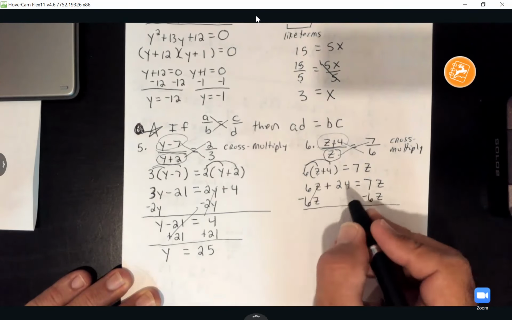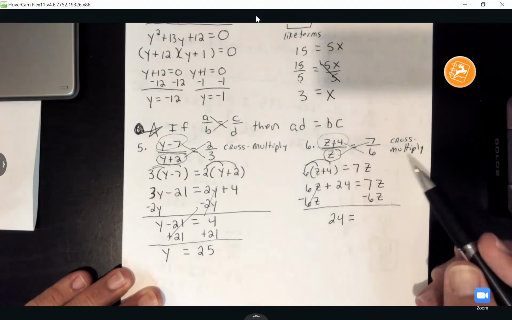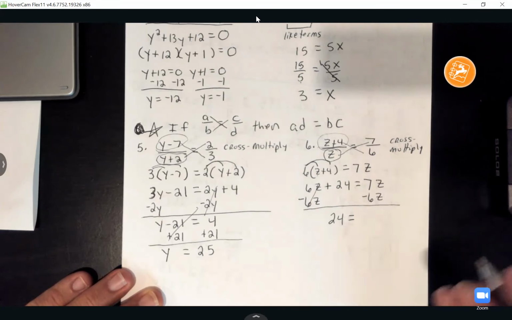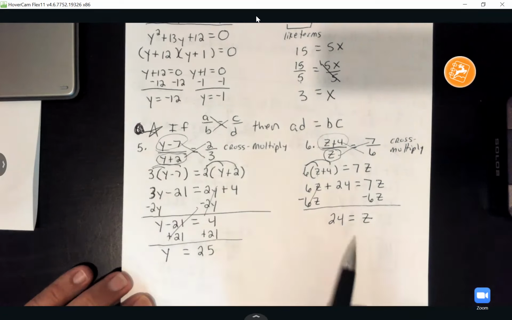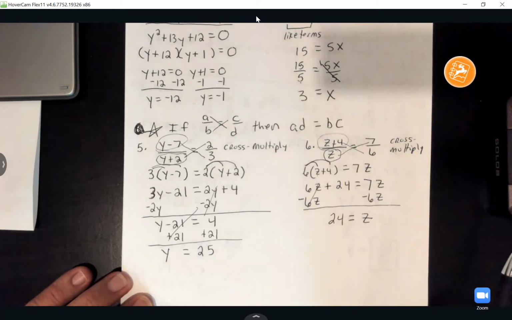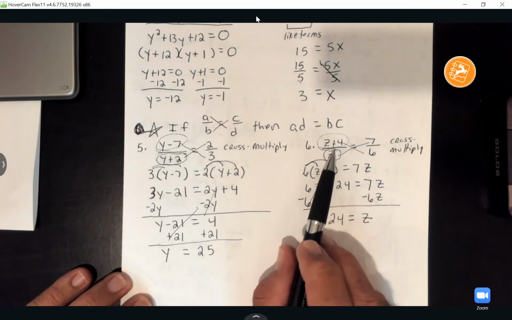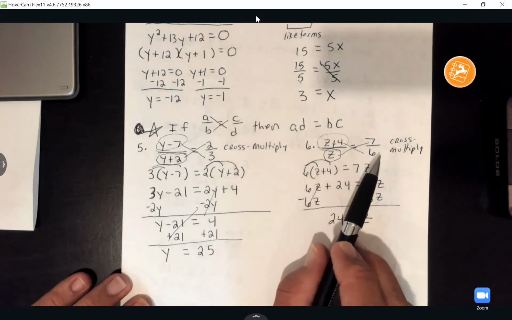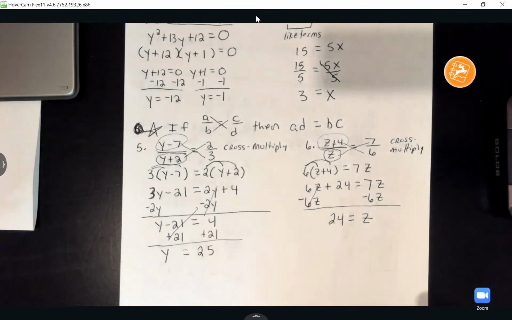So these z's cancel. All that's left is 24, and that's going to equal the right side. Well, y'all look at that. 7 minus 6 leaves me 1z. So if you put that 24 in, 24 plus 4 would be 28 over 24. 28 over 24 will reduce to 7 over 6. So these will check out. You just have to plug back into those.